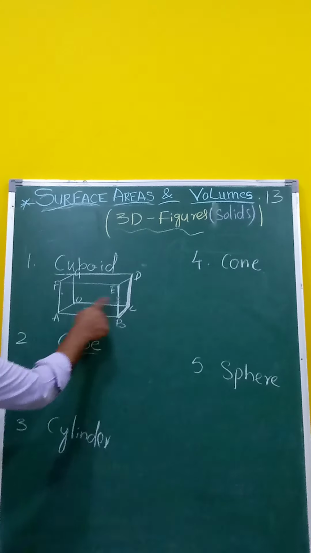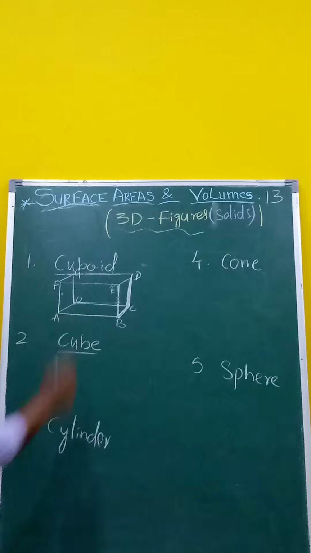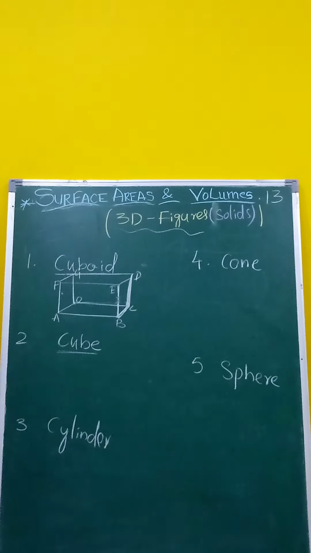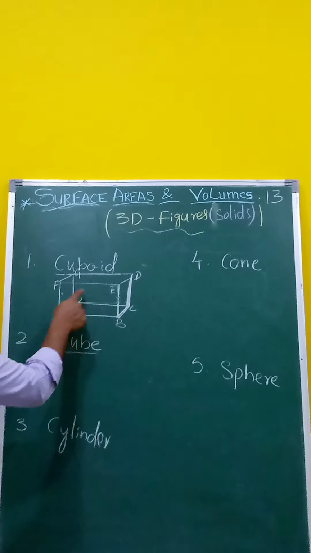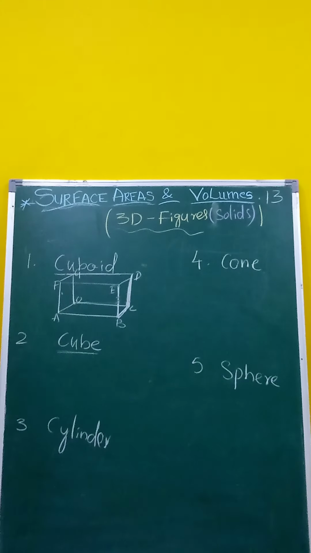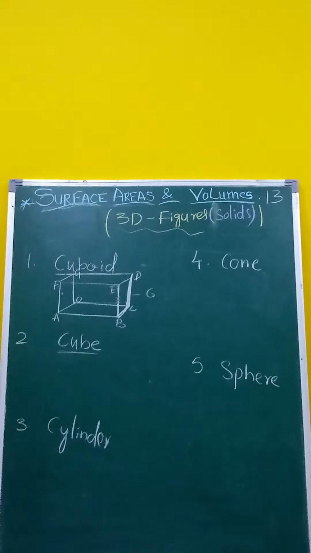A, B, C, O is the first one. B, C, D, E is the second one. Next, D, E, G, F is the third. Next, E, F, A, B is another one. Totally 6 surfaces are present in this.